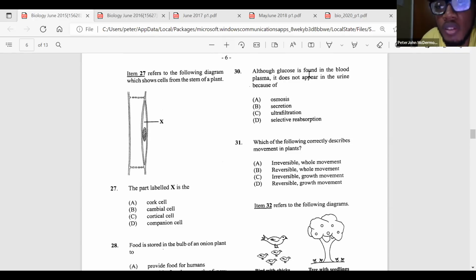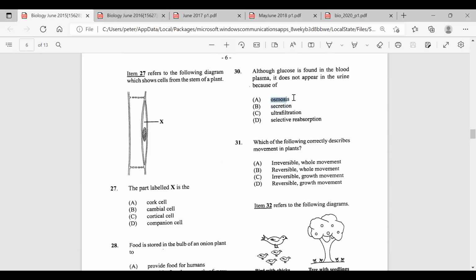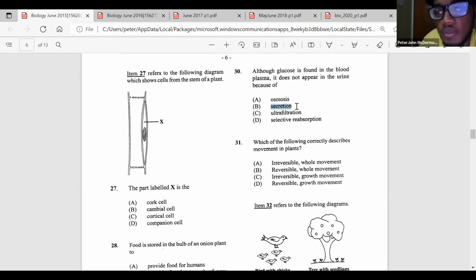Although glucose is found in the blood plasma, it does not appear in the urine because of osmosis. Does that make sense? Osmosis? Everybody? No. Yes or no in the chat? No, right? Because glucose is not water. Secretion? No, it's not secretion. Let's skip ultrafiltration for now. Selective reabsorption. Everybody knows how a nephron looks.